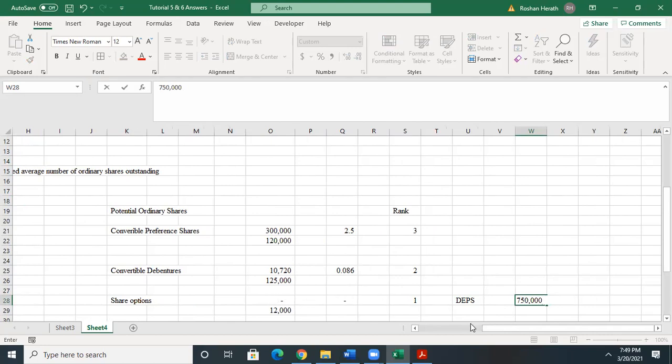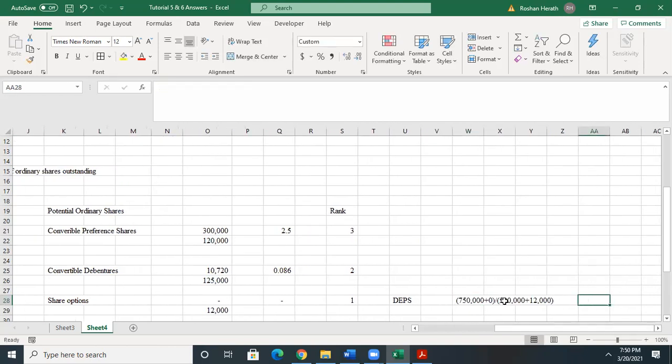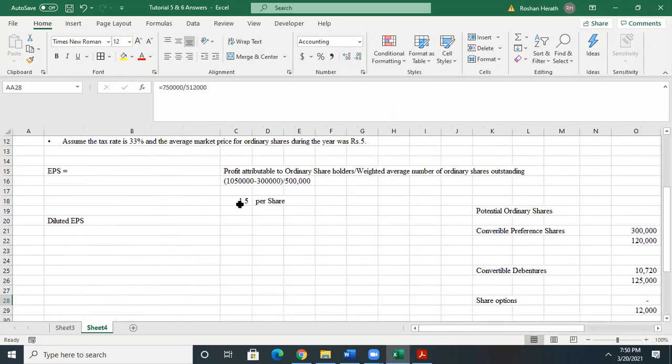Profit ekata kisima deyak add wenne naha. It adds nothing, and you can divide this by the number of shares. At the moment you have 500,000. For this 500,000 shares, here it adds 12,000. Dollars dahak add wenone. Ekata meka thamai diluted earning per share eka wenne. Ekata 750,000 bedenawa den 512,000. So you can see that the diluted earning per share is 1.465, let's say. Then ordinary share ape EPS ek 1.5.